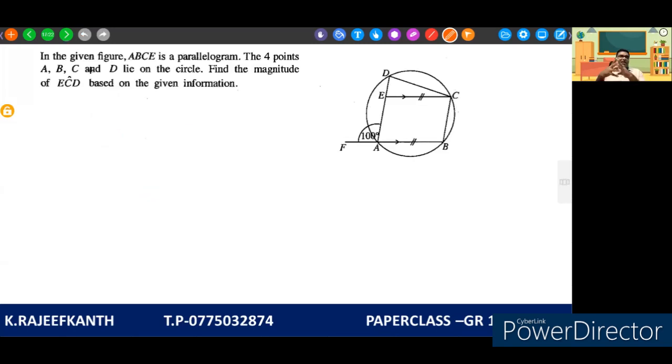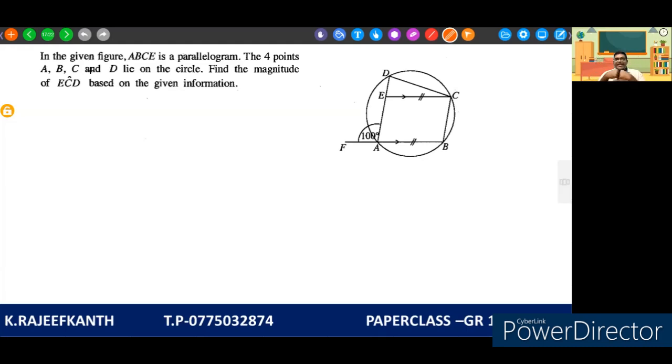Then in the given figure, ABCE is a parallelogram. The 4 points A, B, C, and D lie on the circle. When you are reading the question, you have to get an idea. Here they are saying ABCE is a parallelogram. Then when you are reading that word parallelogram, you have to know the opposite sides are equal, opposite angles are equal, diagonals bisect each other, diagonals bisect the area. Then all those properties, you should remember.